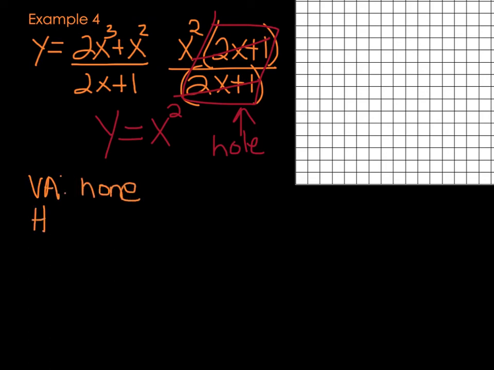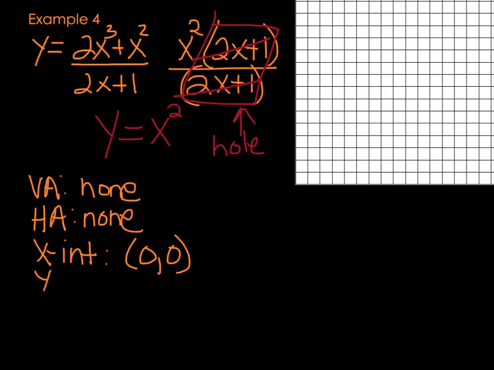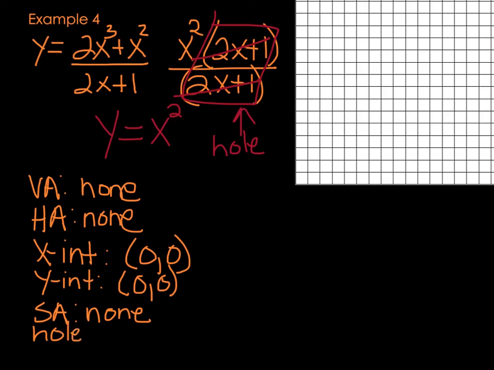Horizontal asymptote, none. X-intercept: if I set x squared equal to 0, x equals 0, so (0, 0). Y-intercept: if I plug in a 0 for x, y is 0, which makes sense because (0, 0) is an x and y-intercept at the same time. A slant asymptote, we don't have any. We don't even have a denominator after we cross everything out that cancels, so no slant asymptote. So that leaves us with the holes, or in this case, hole.